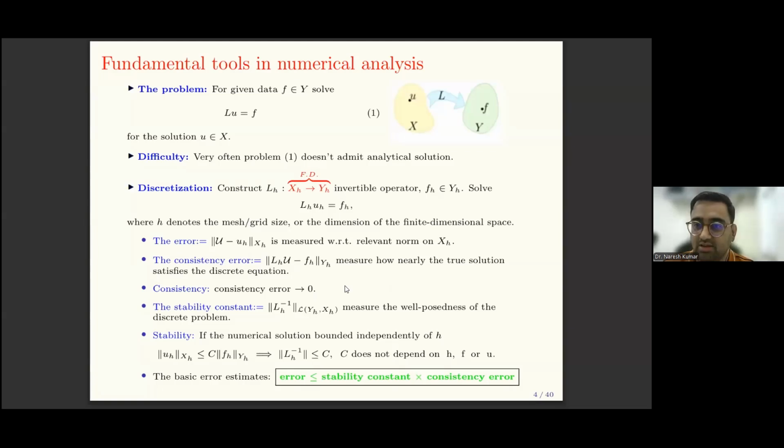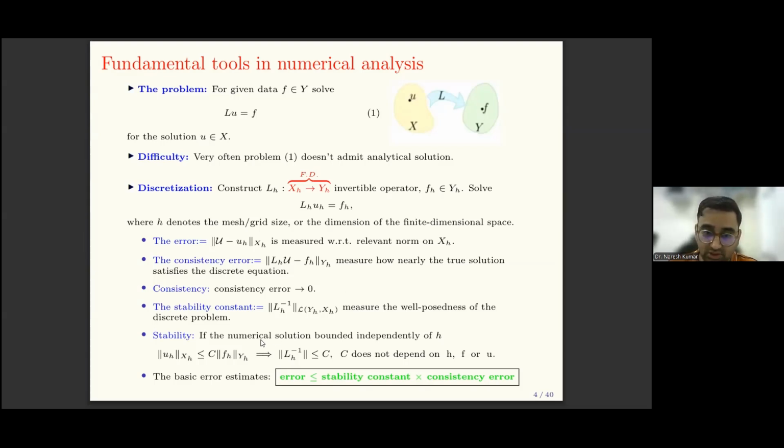Basically the consistency error measures how nearly the true solution satisfies the discrete equations. L of U equal to F is the equation in the continuous setting, but when we solve this equation in the discrete setting, we call it the discrete equation. If this consistency error goes to 0, then we call our scheme consistent. And then we also discuss the stability part in most numerical schemes. If the inverse of our operator Lh is bounded, then we call our scheme stable.